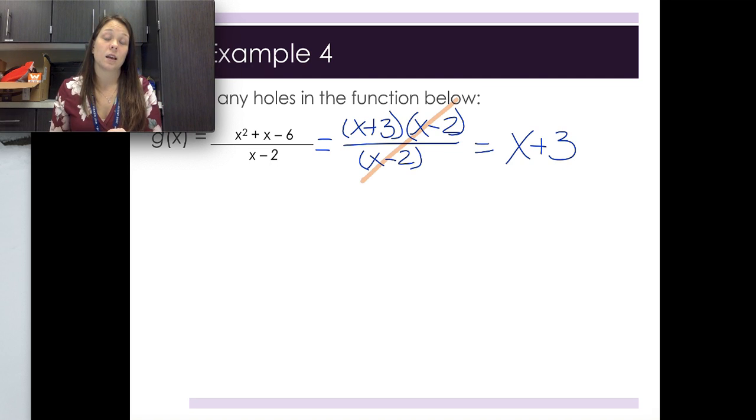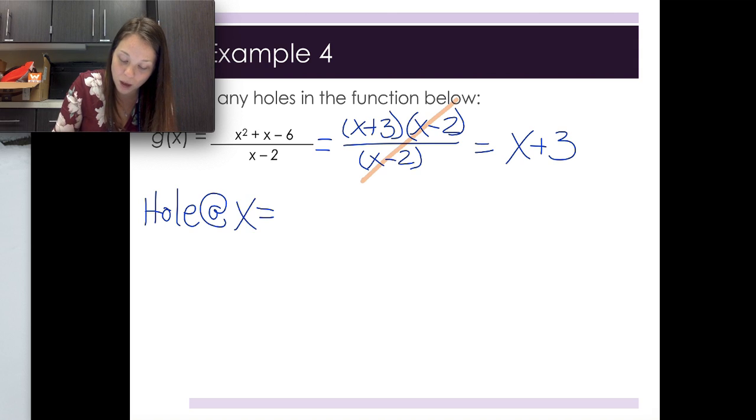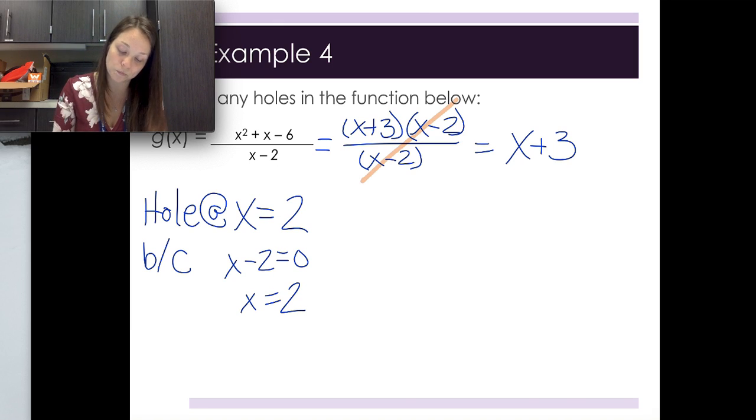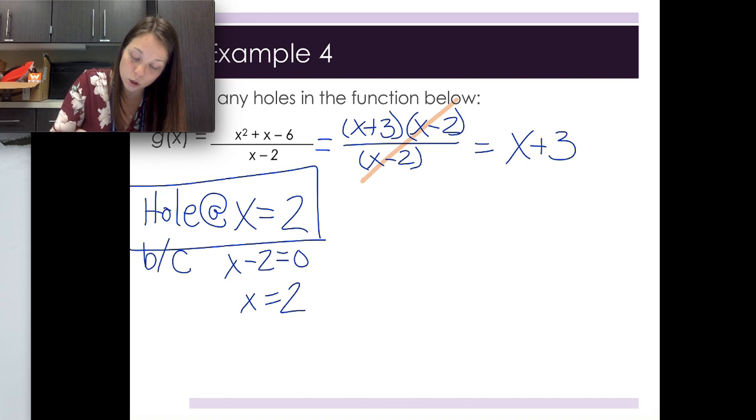The difference is that when I do graph this, to make sure that the x plus 3 graph is the same graph as the original x squared plus x minus 6 over x minus 2, I need to take into consideration the hole that's been created when I canceled out or crossed out those x minus 2's. So let's talk about the hole that has now been created. We have a hole at x equals positive 2, and again, that is because if I take x minus 2, set it equal to 0, and solve for x, I would add 2 to both sides, and I would get x equals 2. What that means for us is we are going to draw a grid to graph this function.